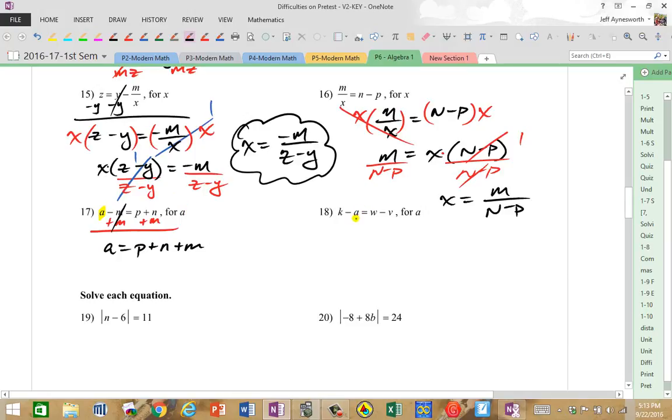This one's a little bit more challenging. Solving for a, I have to add the opposite here. So subtract k. So I get negative a is equal to w minus v minus k.